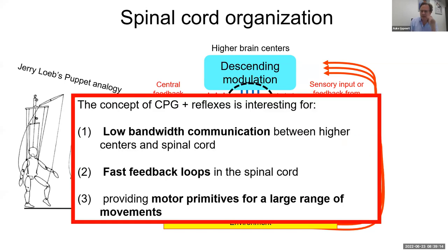And by the way, my talk will be a bit high level. I will have take home messages in red boxes to wake you up, and these are the high level messages that I like to communicate. But first of all, at this level here, I want to say the beauty of the spinal cord, the fact that it can produce this low bandwidth communication between the higher centers and the spinal cord, that it can implement fast feedback loops locally, and it provides kind of motor primitives for a large range of movements to the higher part of the brain.